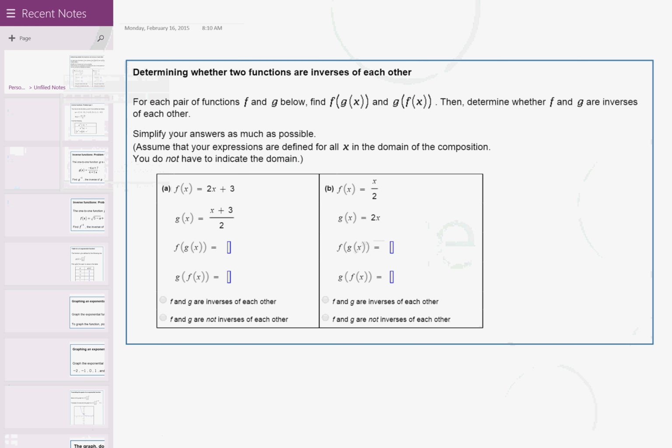I want to be able to determine whether two functions are inverses of each other. And here's the definition of inverse relation among functions. It's that if f of g of x is equal to x and g of f of x is equal to x, then they are inverses.